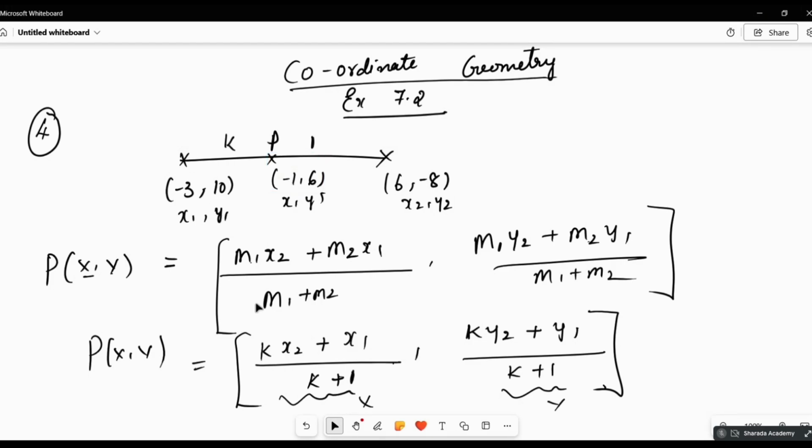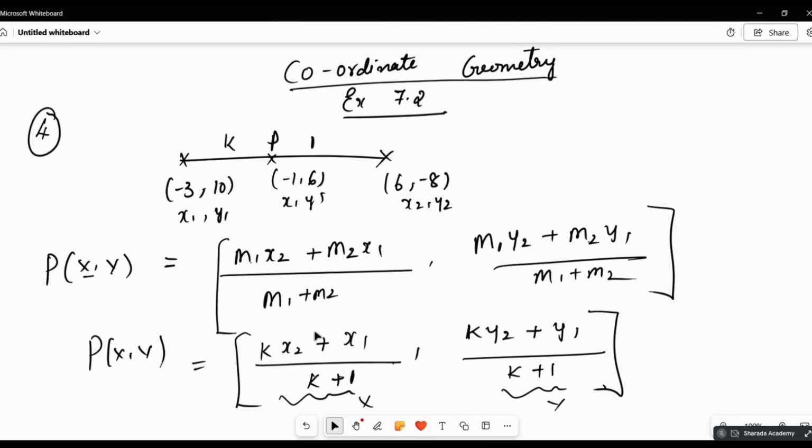This is the standard formula we have. So instead of M1, I'm taking K. Instead of M2, I'm taking 1. So substitute that: K into X2 plus X1 by K plus 1, then K into Y2 plus Y1 by K plus 1. So for any unknown ratio, we can always take K is to 1. Always, when the ratio is unknown, we will take it like this.